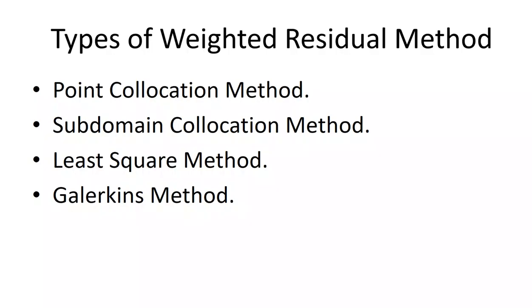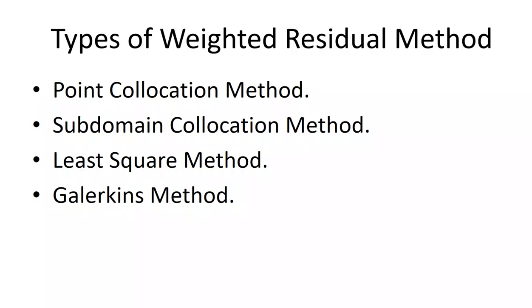The approaches are: first, the point collocation method; second, the subdomain collocation method; third, the least square method; and fourth, Galerkin's method. These are the different types of methods to solve weighted residual problems. By using these methods, we can find the unknown values. That value is substituted into our trial function, which is the final transformation of that particular component.